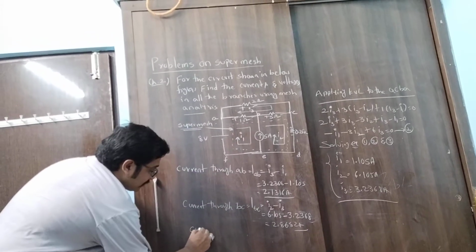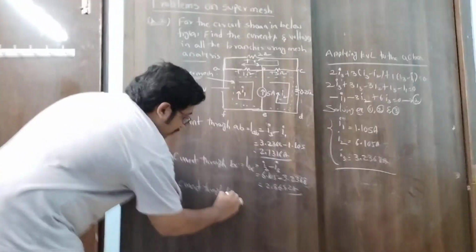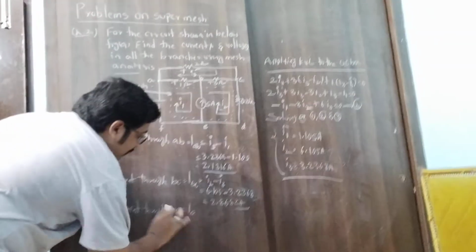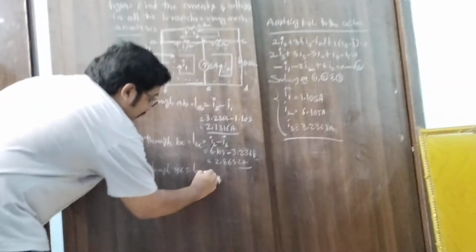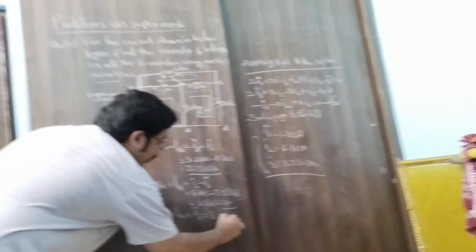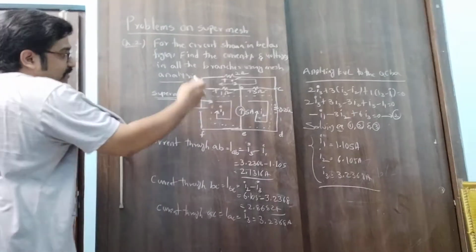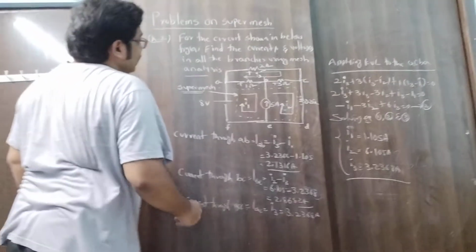Next, current through the branch AC. So for AC, IAC is equal to which current is flowing? I3 current. I3 current will be 3.2368 amperes.